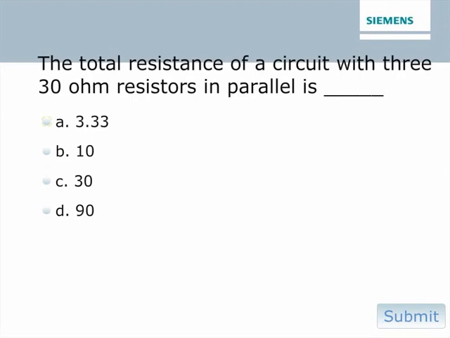Question 5. The total resistance of a circuit with 3 30 ohm resistors in parallel is blank. Is it A, 3.33, B, 10, C, 30, D, 90?